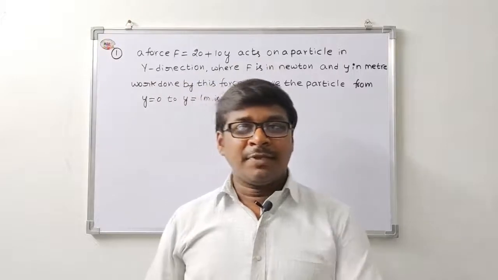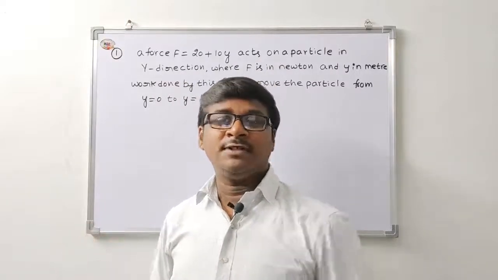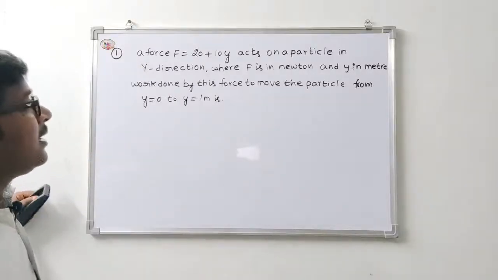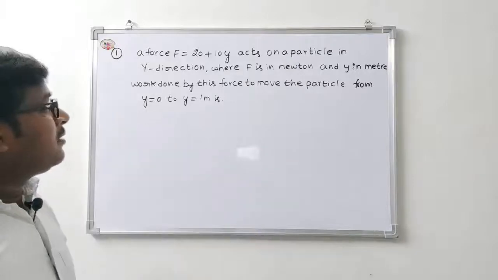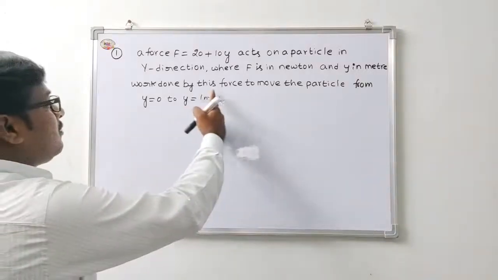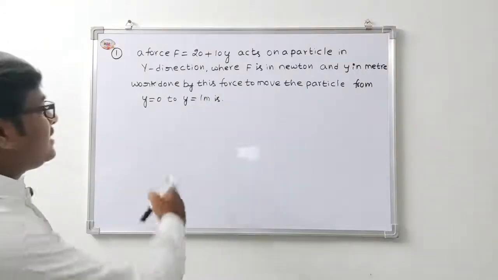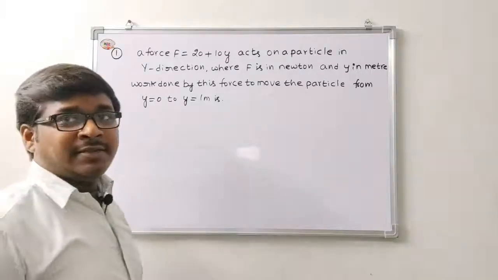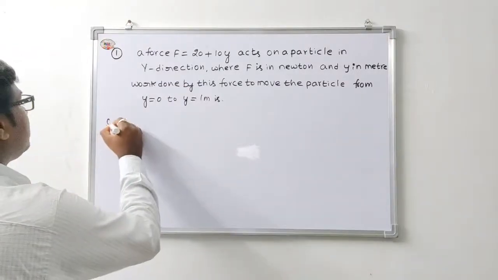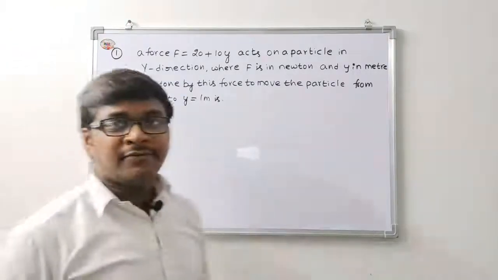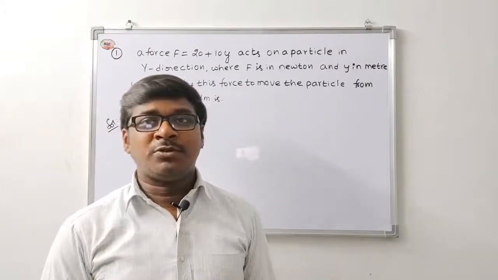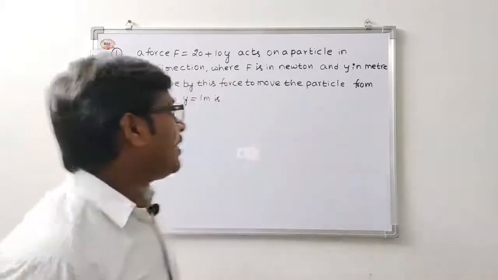Our topic today is previous year question paper problems. These are very important problems. First problem: a force F = 20 + 10y acts on a particle in the y direction, where F is in Newtons and y in meters. Find the work done by this force to move the particle from y = 0 to y = 1 meter. When a variable force F moves the particle from y = 0 to 1 meter, find the work done.